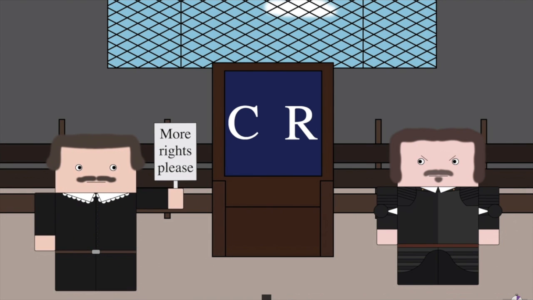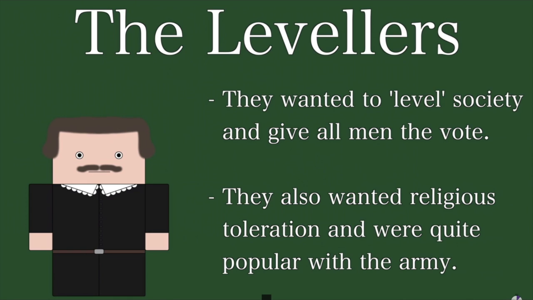One of the most extreme groups were the Levellers, who wanted the army to throw out Parliament and create a democratic, i.e. level, society in which all freeborn men would be able to vote for accountable politicians.